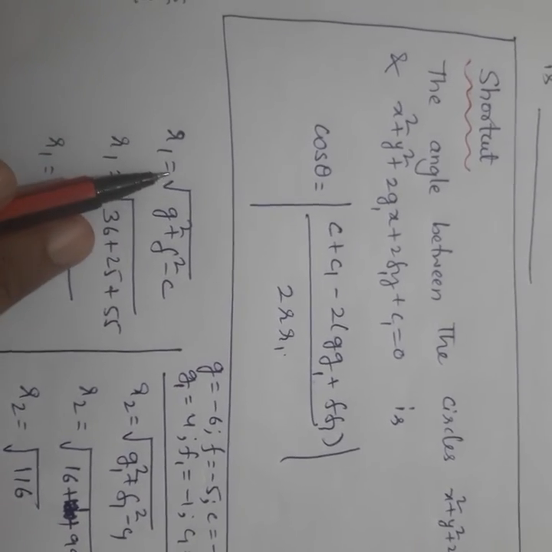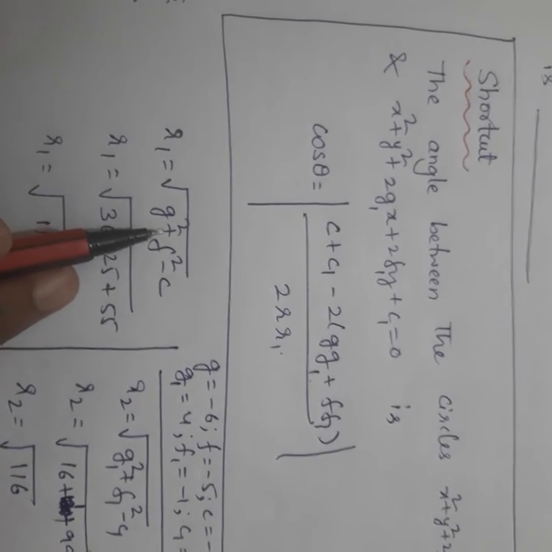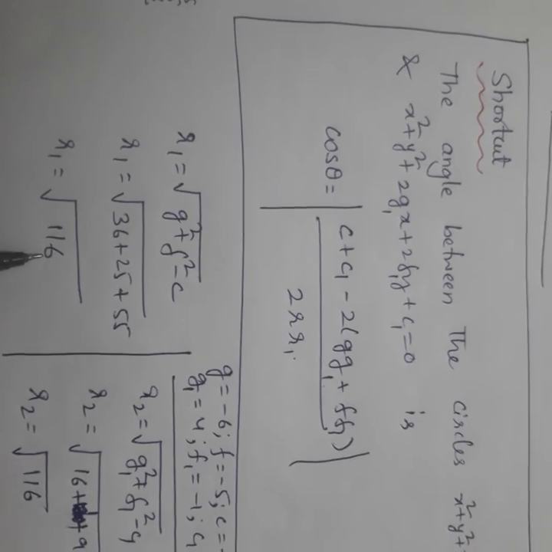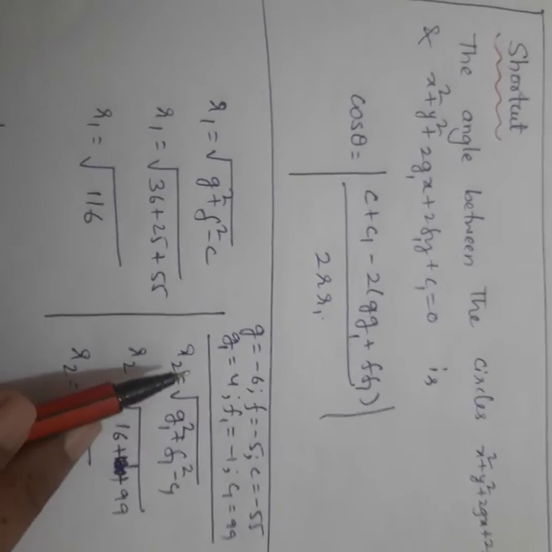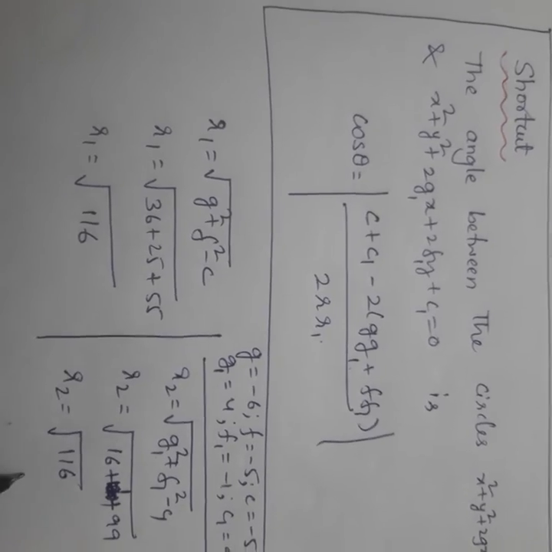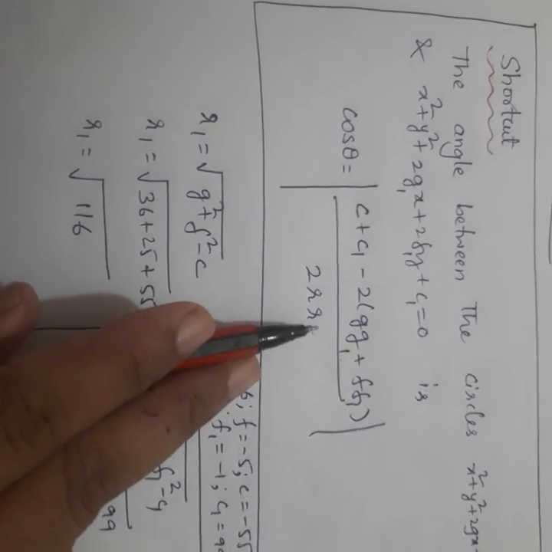So I am finding the r1 value. We know the r value is under root of g square plus f square minus c. So I am getting 116. In a similar way, I am finding the r2 value. I am getting the answer under root of 116. So I obtain the r value and r1 value.